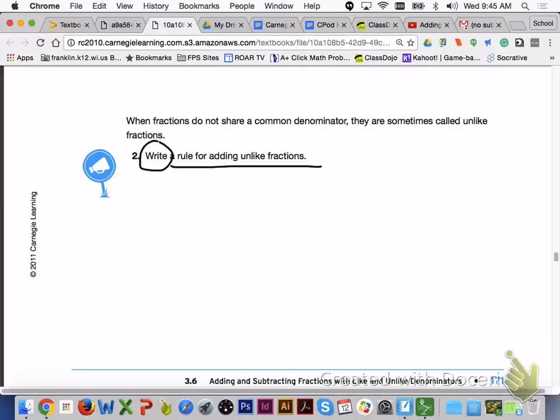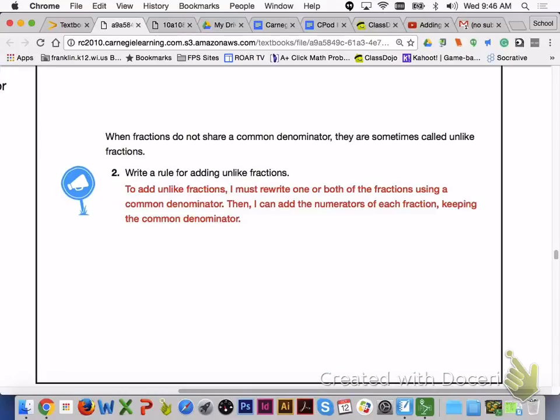When fractions do not share a common denominator, they are sometimes called unlike fractions. Answer number 2 with your group members. To add unlike fractions or fractions that do not share a common denominator, you must rewrite one or both of the fractions using a common denominator. Then you can add the numerators of each fraction, keeping the common denominator.